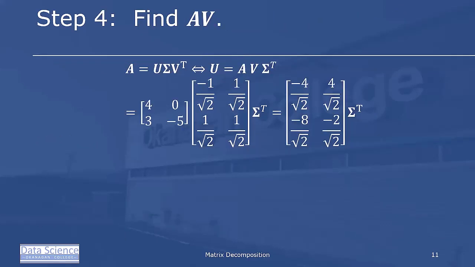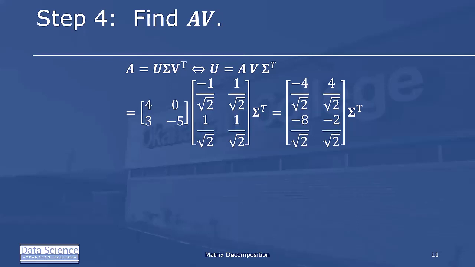If A is equal to U sigma V transpose, then U has to equal AV sigma transpose. Keeping this in mind, we find AV. Our matrix A is 4, 3, 0, negative 5. Our V is negative 1 over root 2, 1 over root 2, 1 over root 2, and 1 over root 2. So our AV is negative 4 over root 2, negative 8 over root 2, 4 over root 2, negative 2 over root 2.